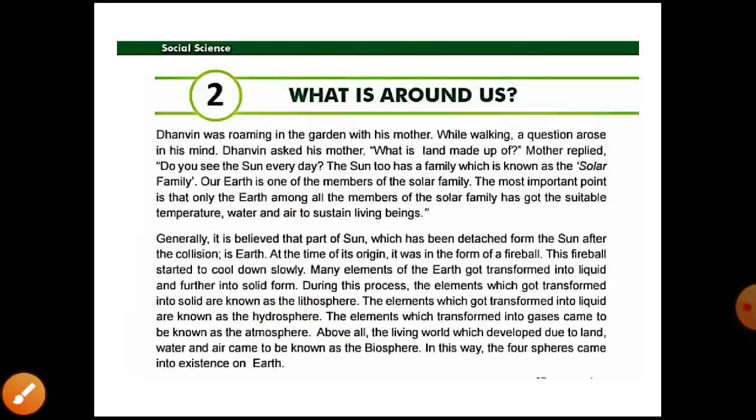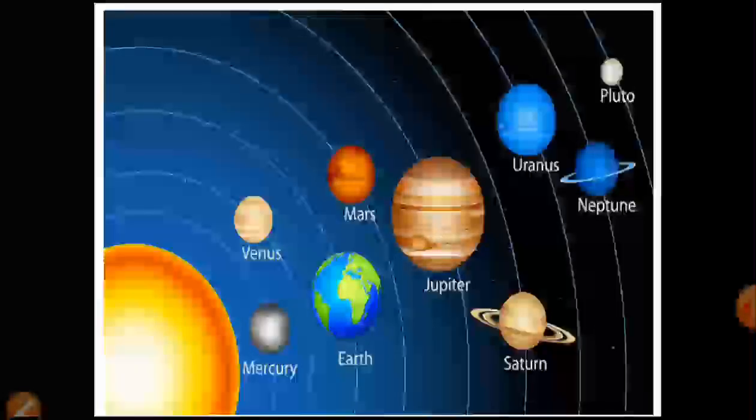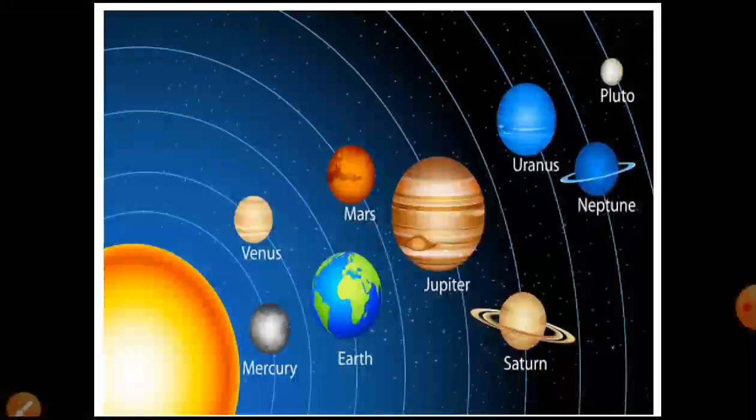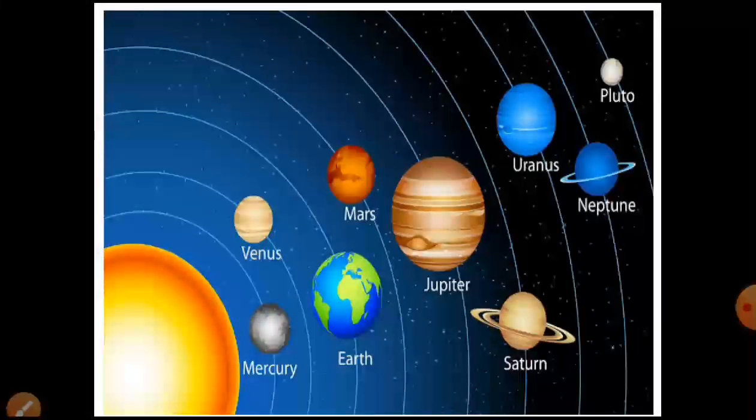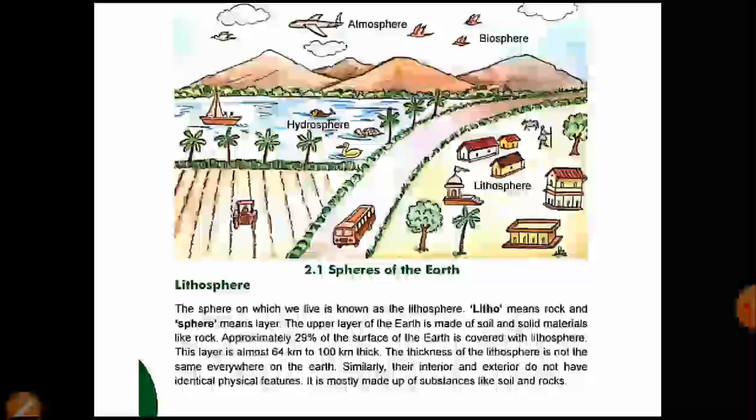In this way, the four spheres came into existence on the earth. Likewise it was formed. Here you can see again the picture of a solar system, in which you can see Mercury, Venus, Earth, Mars, Jupiter, Saturn, Uranus and Neptune. Next, the first one is lithosphere.